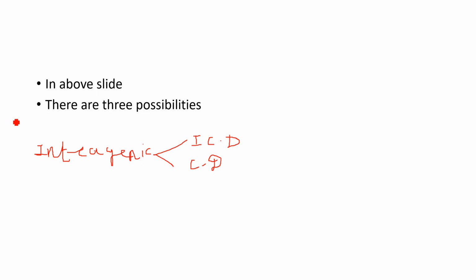Now next is intergenic interaction. What does intergenic interaction mean? It occurs between the alleles of different genes which are present on the same or different chromosomes, and so it is termed intergenic or non-allelic interaction.